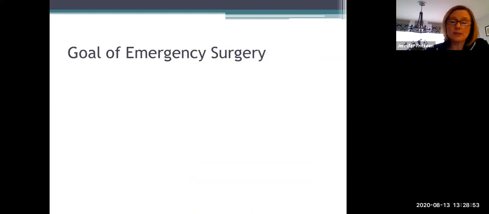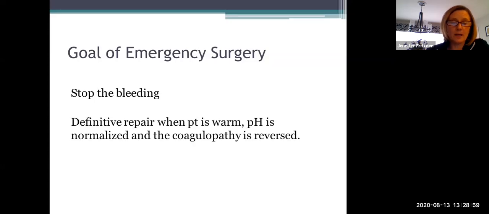Now, the goals of emergency surgery are not to fix everything. The goal of emergency surgery is to stop the bleed. If we kept those kids in the OR to repair everything and do definitive repair, they're not going to do well, because remember the trauma triad of death. They're cold, they're acidotic, and they're coagulopathic.